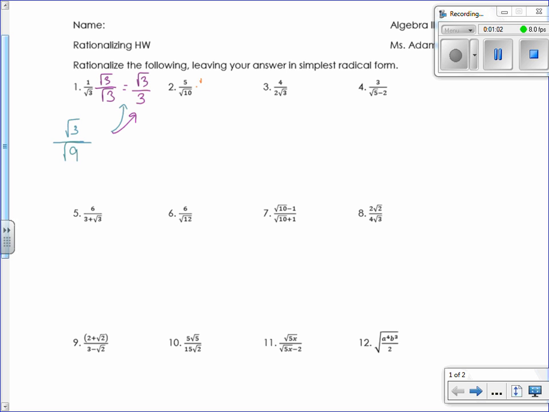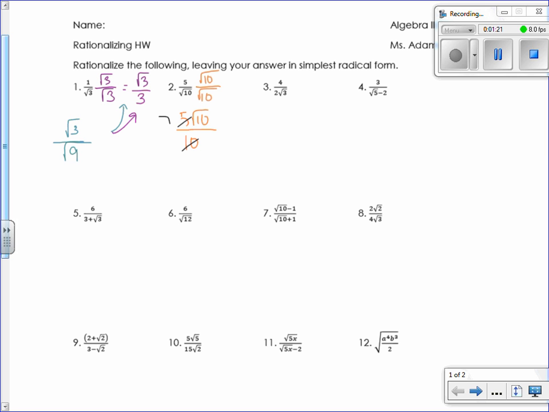So for number 2, multiply top and bottom by the square root of 10. So I get 5 times the square root of 10 in my numerator, and then in the denominator that's the square root of 100, which is just 10. Alright, but don't stop there because this cancels.